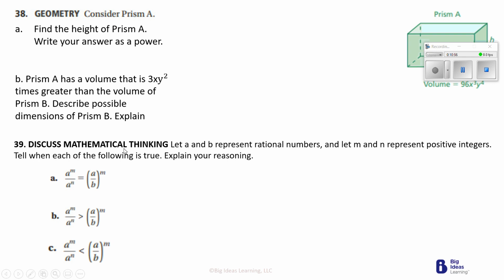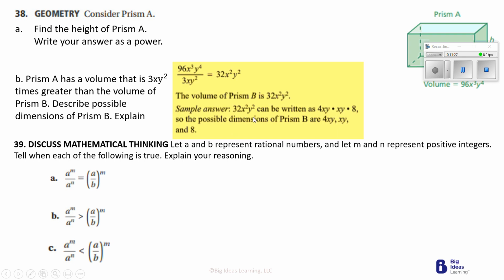39 says, discuss mathematical thinking. Let A and B represent rational numbers, and let M and N represent positive numbers. Remember, they're positive numbers. Tell whether each of the following is true. Explain your reasoning. So it says a to the m power over a to the n power equals a over b to the m power. Well, that will only be true when a to the n power is going to equal b to the m power, right?